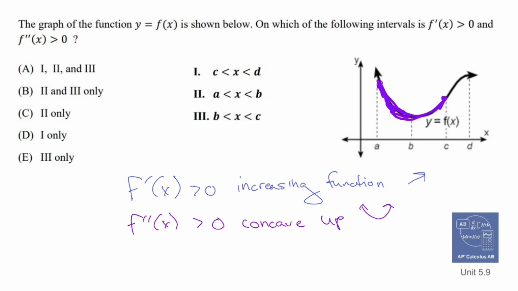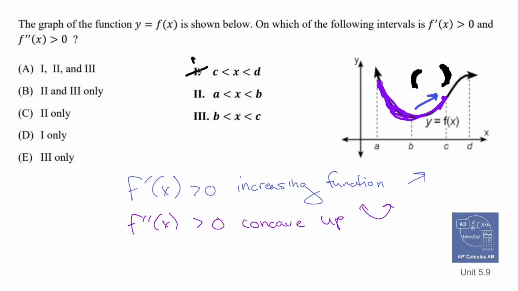And while that's concave up, it's also increasing between just B and C, right? So where that's happening with both is going to be in between, but not including, B and C. So ignore the brackets here. We'll turn them into parentheses. So only between B and C.